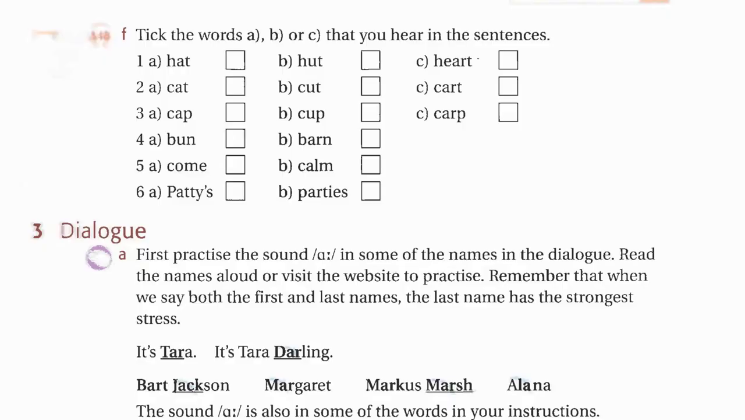2F. 1. He's broken my heart. 2. That's a bad cut. 3. I gave him a cap. 4. There's a mouse in this barn. 5. Why don't you come down? 6. I don't like patties.